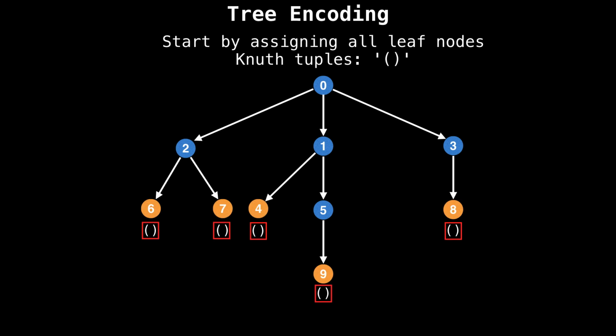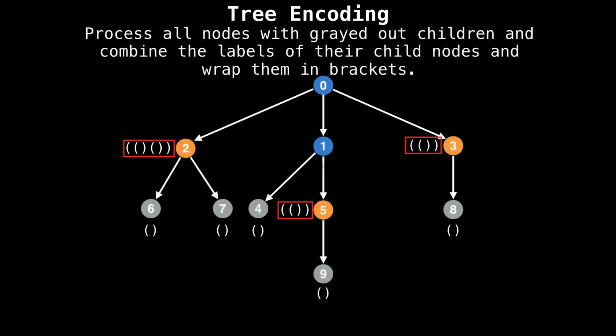The first thing we do is assign all leaf nodes empty tuples, which are a pair of left and right brackets. After that, for all the nodes with grayed out children, combine their children's labels and wrap them in a new pair of brackets. It's clearer if I highlight how the brackets were combined. If you look at the leftmost branch, you can see that we combined the labels from node 6 and node 7 and then wrapped them in a new bracket set to create the label for node 2.